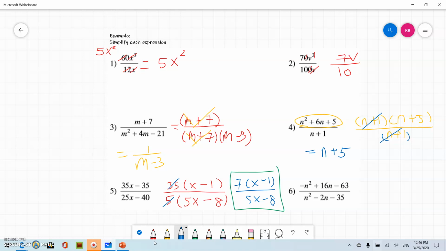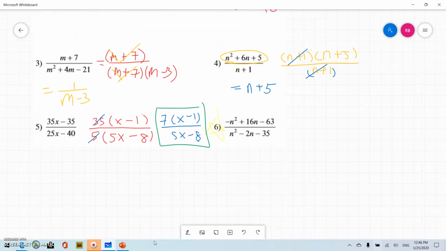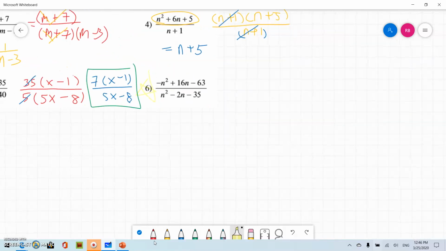Last one. This one is an important example because there is something you can't factor that you don't often think about, which is negative. So do you see how there's a negative in front of the leading coefficient? Leading coefficient is -1, right? In that case, we want to factor out negative first. And then we're going to think about two numbers that multiply to 63 but add to -16. And 63 is 7 times 9.